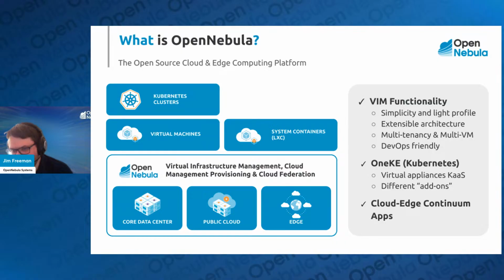The reason I mentioned 7.2 is because we want to bring in some big improvements to the way we handle Kubernetes in OpenNebula.